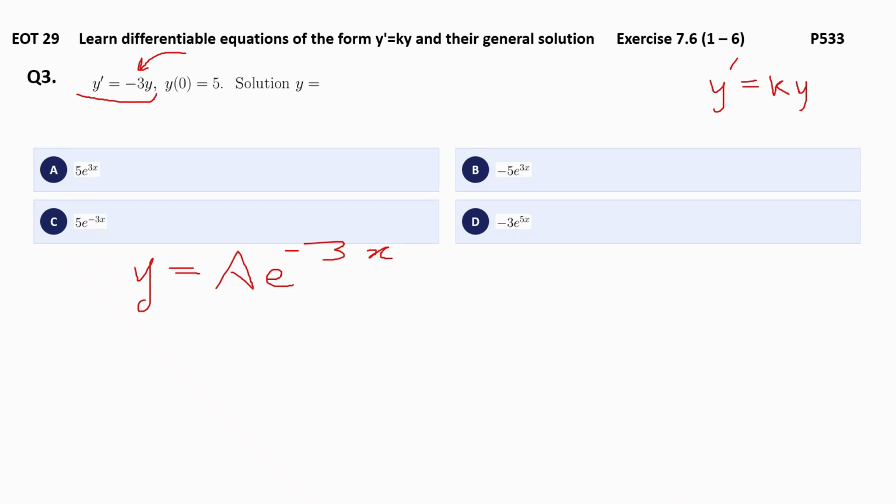Got it? Now you will substitute the initial condition. Please note this is x, your 0 is x and 5 is your y. So let me substitute, and that time you will get your A value as 5. So let's check out, not B, not D. What about A and C? You have negative 3x. In that case, the answer is option C.